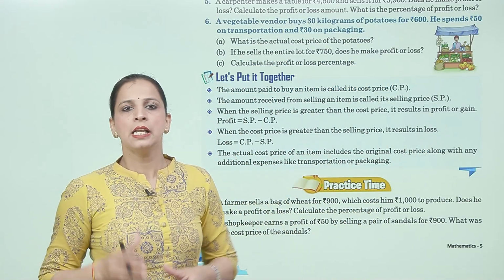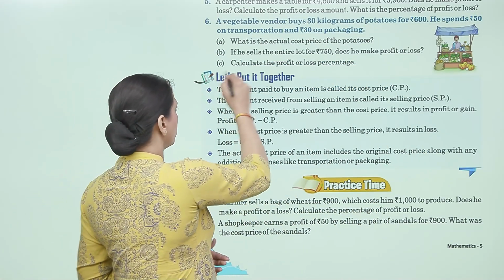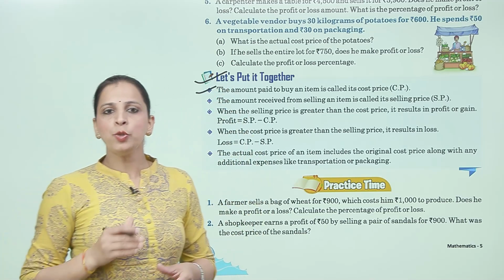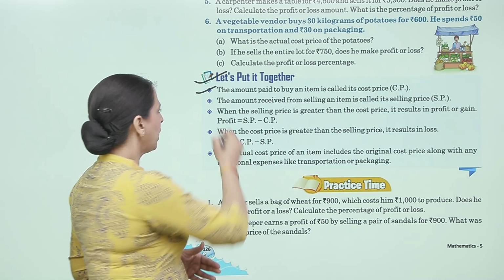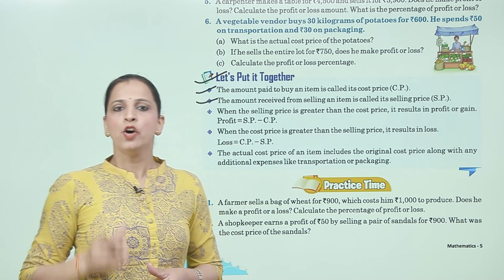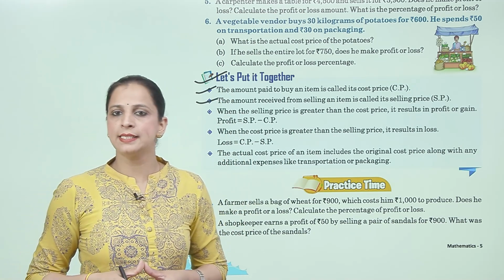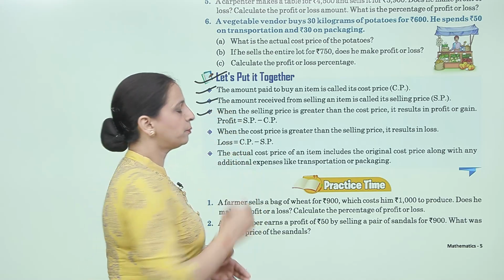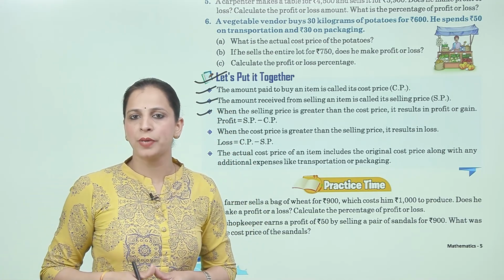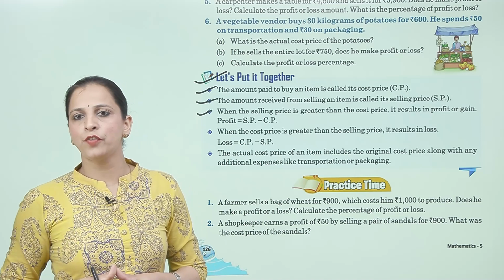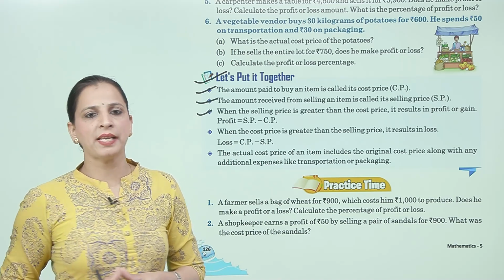Now next is let's put it together. First, the amount paid to buy an item is called its cost price. Next, the amount received from selling an item is called its selling price. Next, when the selling price is greater than the cost price, it results in profit or gain. Profit is equals to SP minus CP.